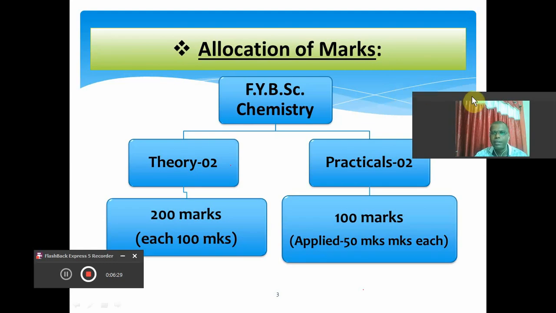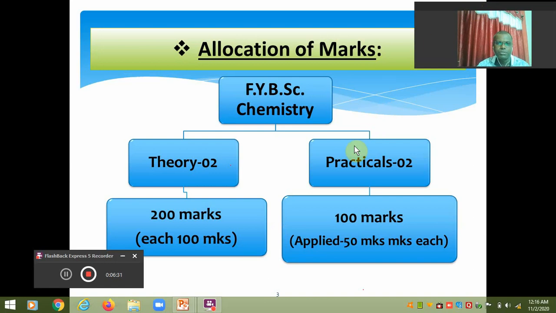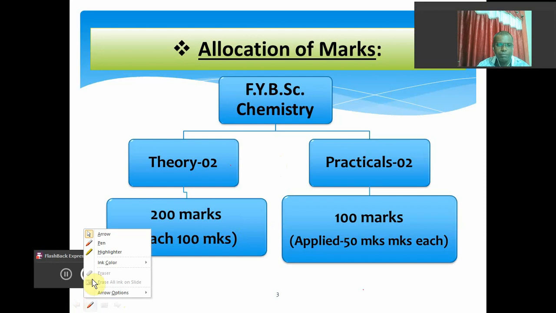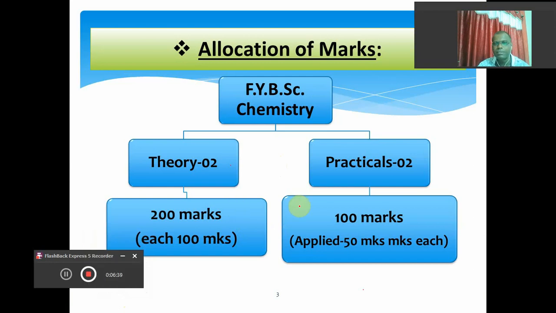As far as the final examination in semester 1 as well as semester 2 is concerned, whenever you appear for the final examination at each semester, you have to appear for two theory papers and one practical course, but it will contain two papers. Each theory paper will be allotted 100 marks, so you are going to appear for a total of 200 marks in the theory examination, in chemistry paper 1 and chemistry paper 2.